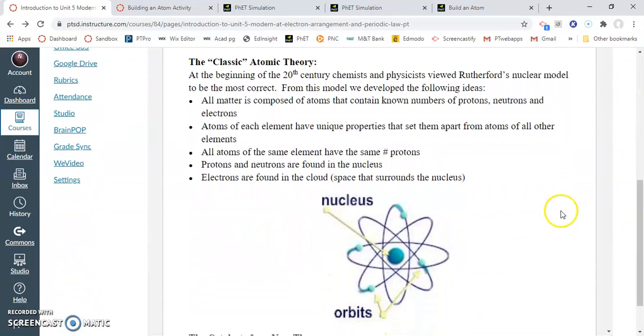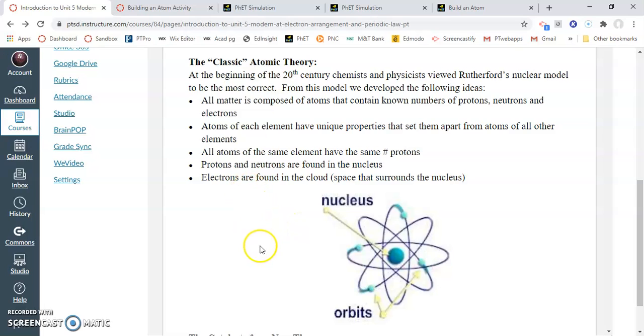So the classic atomic theory was where we left off with Rutherford, that matter is composed of atoms that contain known numbers of protons, neutrons, and electrons, that atoms of each element have unique properties that set them apart from other elements, meaning hydrogen atoms are different than helium, helium's different than lithium, and so on. Atoms of each element have unique properties. Atoms of the same element have the same number of protons. That's the identifier. What makes an atom a particular element is the number of protons, the atomic number.